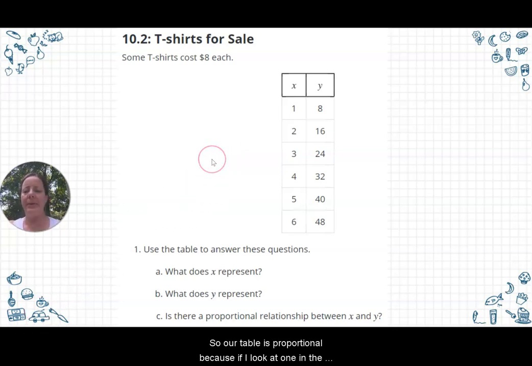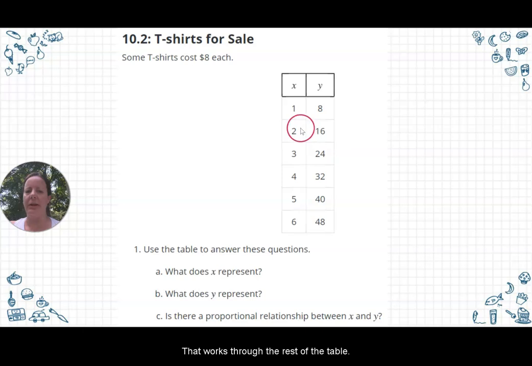So our table is proportional because if I look at 1 in the X column and go to 8, what do I have to multiply 1 by to get 8? Well, I'd have to multiply 1 times 8 to equal 8. Well, let me double check that works through the rest of the table.